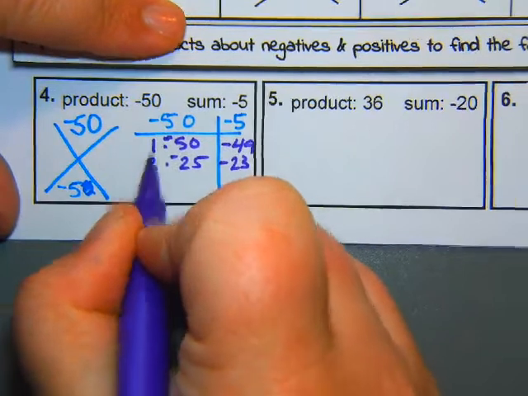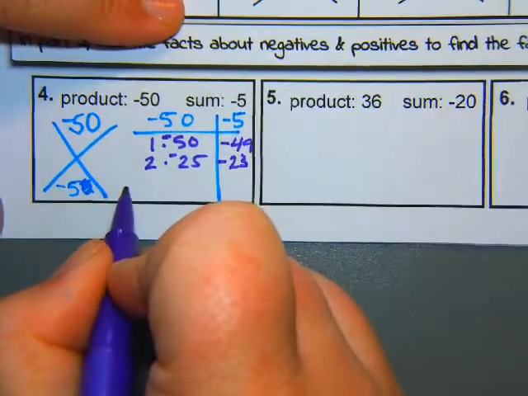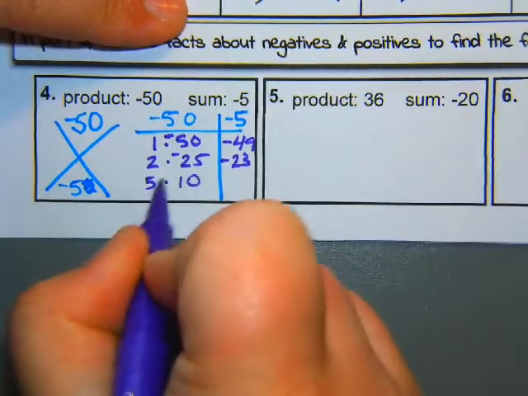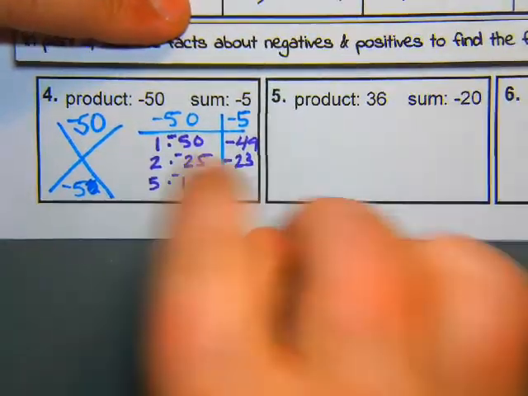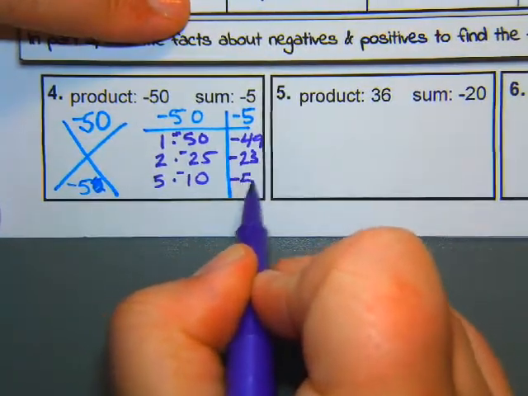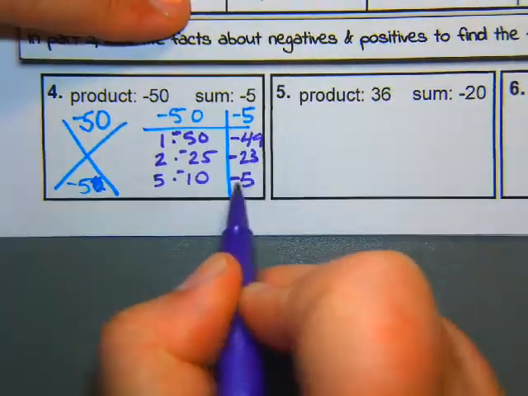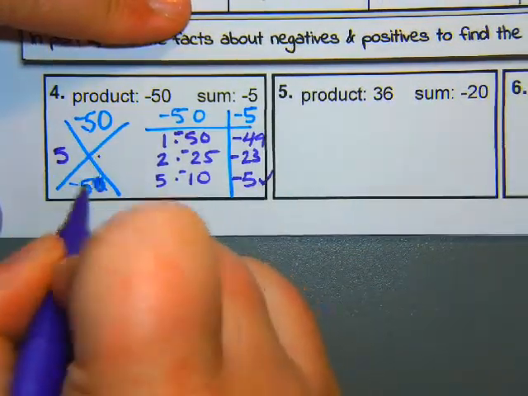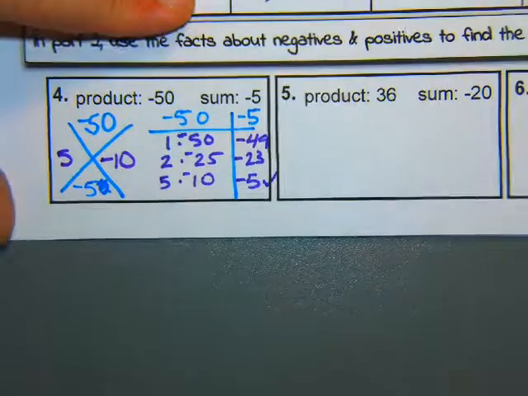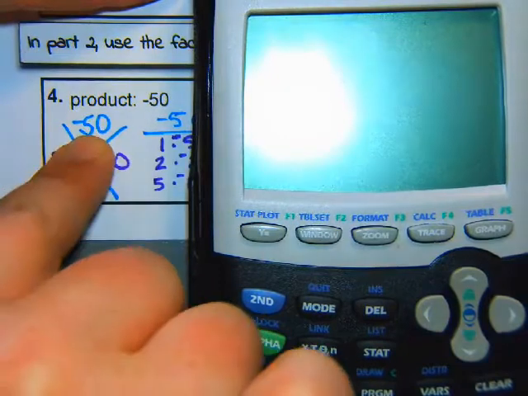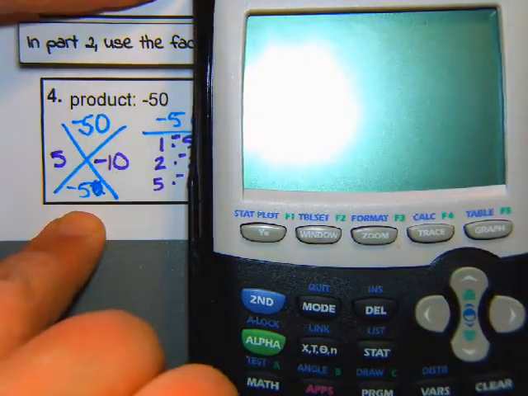I can't divide by 3. I can divide by 4. Nope, I can divide by 5. 5 times 10. Make the bigger number negative because we want them to add to a negative. Well, 5 plus negative 10 is negative 5. There we go, we did it. So the 5 is positive, the 10 is negative. You can always double check it on your calculator. Make sure that when you multiply these two numbers, you get negative 50, and when you add them, you get negative 5.